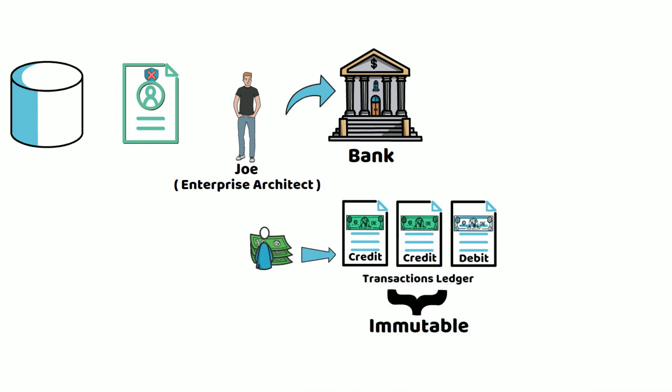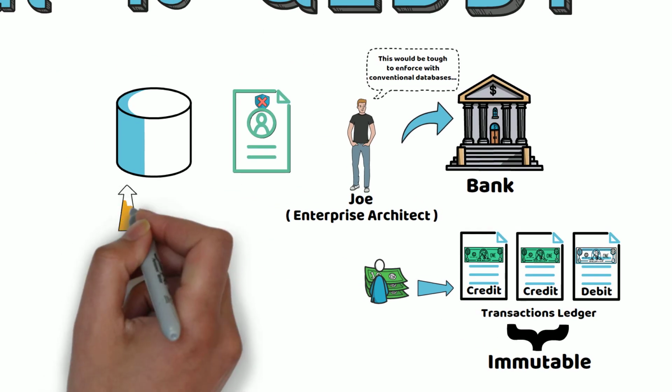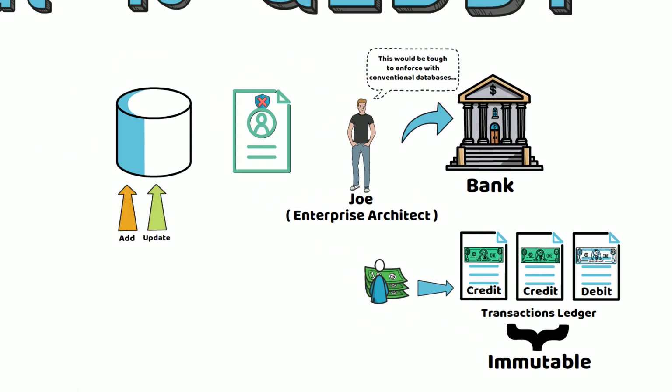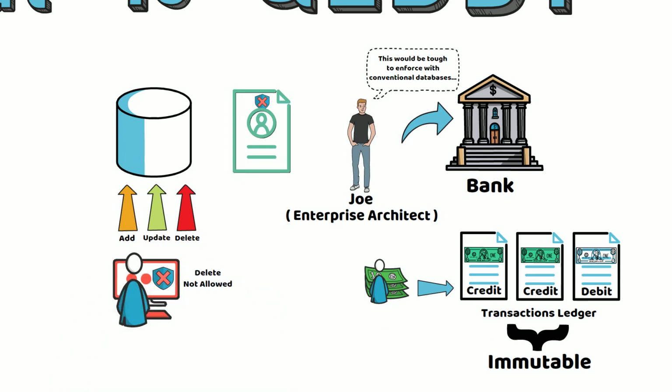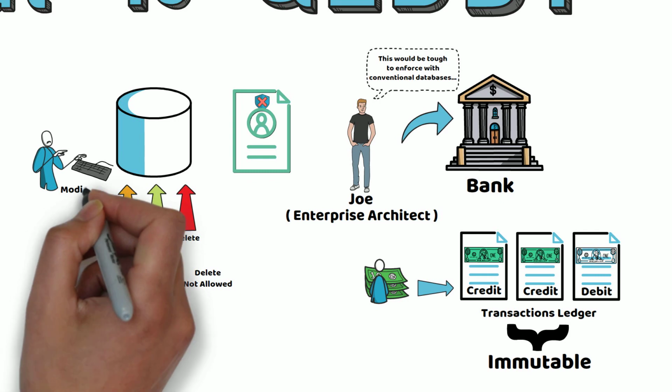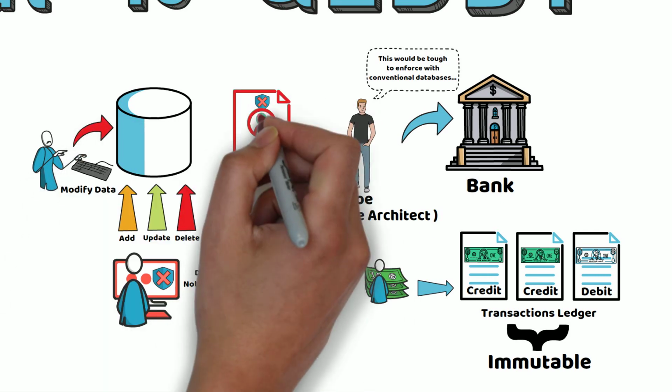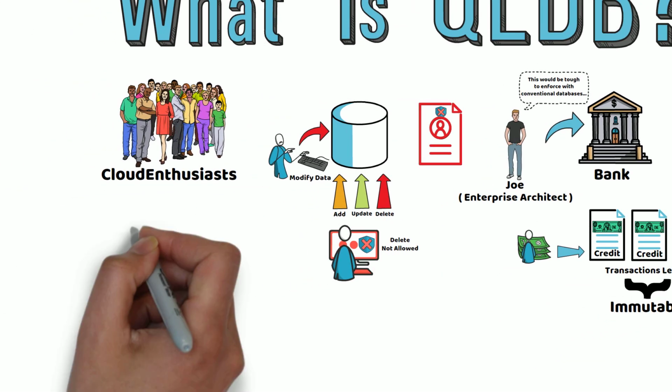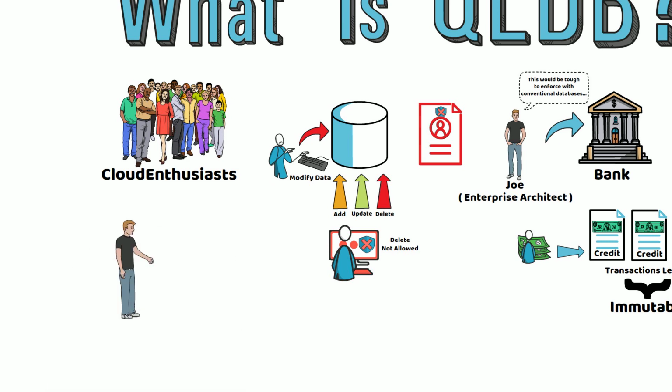Based on his prior experience, Joe knows that using conventional databases would not be possible, since all these databases allow add, update, and delete operations. So, the only option would be to control the process from within the application. But what if somebody makes changes by logging into the database system directly? Joe realized that conventional databases would not help.